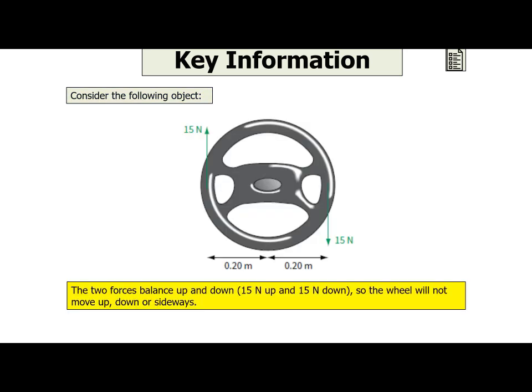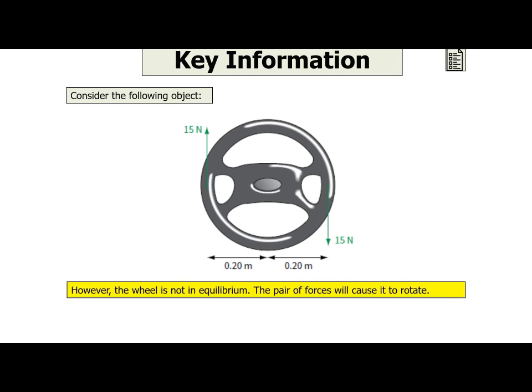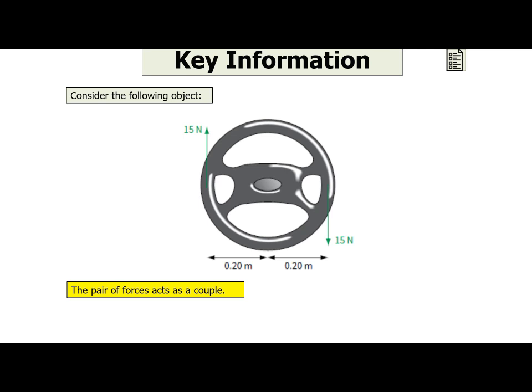So consider the following object. The two forces in this example balance up and down, so it's 15 newtons up and 15 newtons down, so the wheel will not move up or down or sideways. But the wheel is not in equilibrium, because whilst there is no linear resultant force, the pair of forces will cause it to rotate. So what we can say is that the pair of forces act as a couple. A couple will have a turning effect but does not cause our object to accelerate.